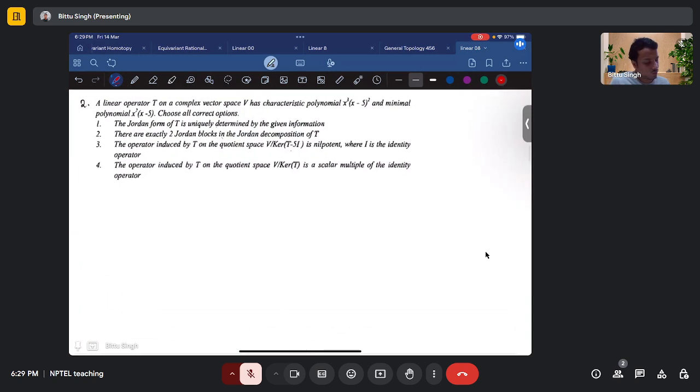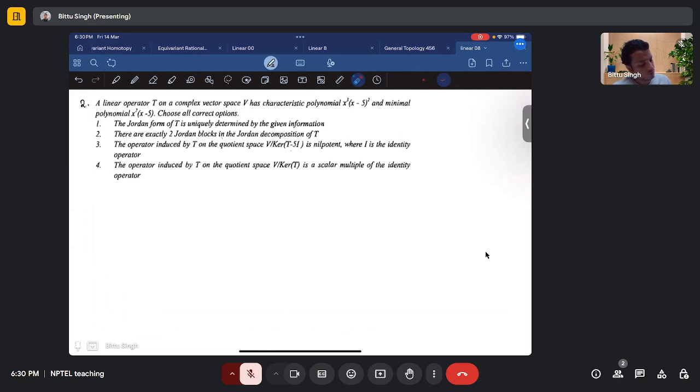So let us look at question number 2. Here a linear operator T on a complex vector space is given, and its characteristic polynomial is x cubed into x minus 5 whole squared. These are also questions from NET, and there are some questions from GATE too. The minimal polynomial is also given. Now we need to see which are possible and which are not.